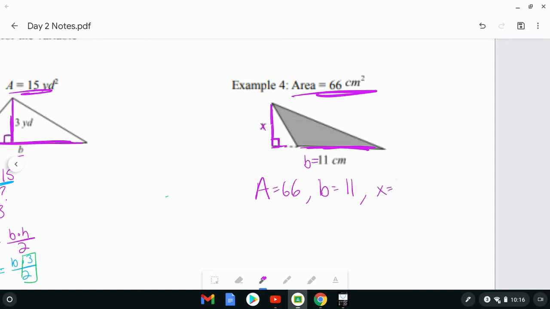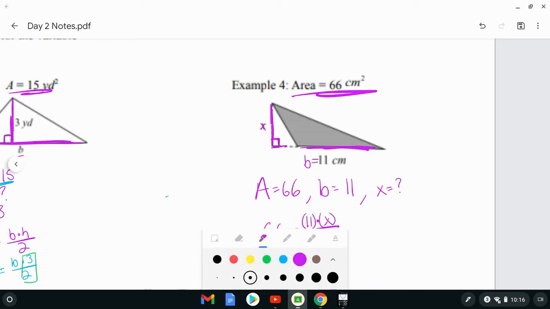This time we don't know the height. Go ahead and plug it into our formula. So remember, our formula is area equals base times height. So 66 is the area. The base is 11 times the height all over 2. Remember, it's a triangle, so you got to be careful with that.